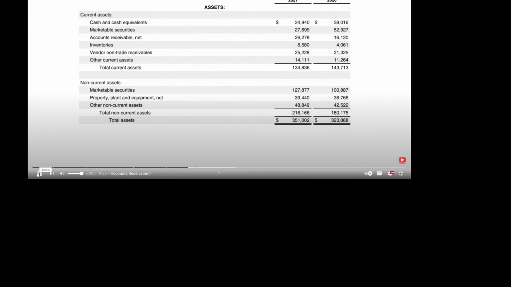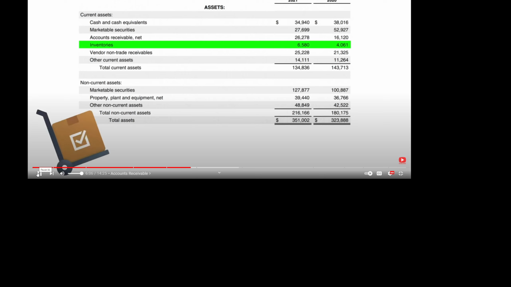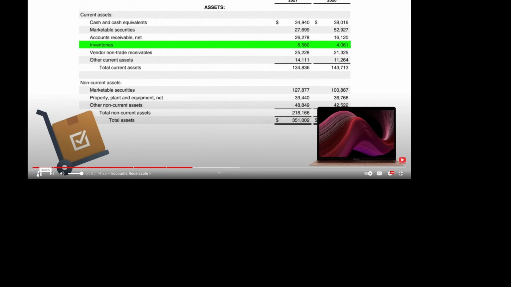The next line I want to cover is inventories. These are products that are completed and ready to be sold but have yet to be sold to a customer. So in the case of Apple, it would be the iPhones, iPads, and MacBooks that have been manufactured but have not yet been sold to customers. As an investor, you want to make sure that these inventory levels aren't growing significantly, as it can be a sign that the company is having a difficult time selling its products.